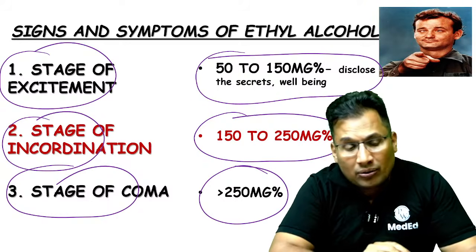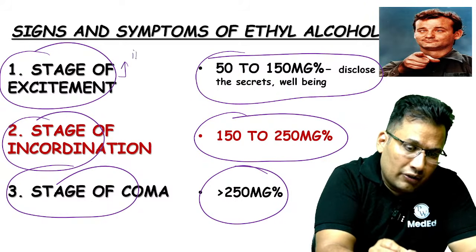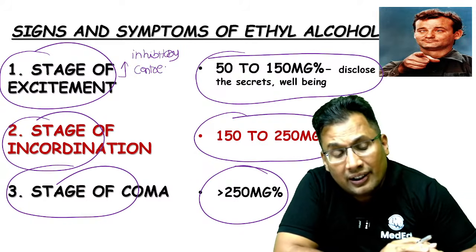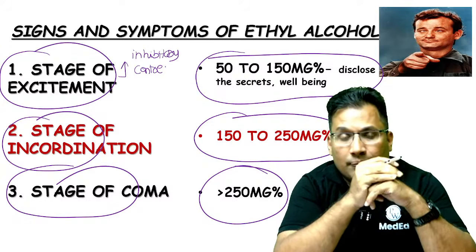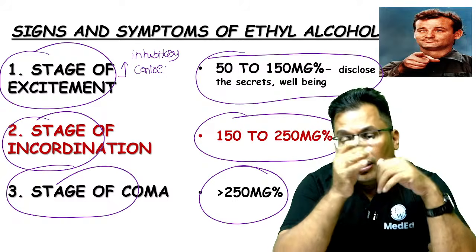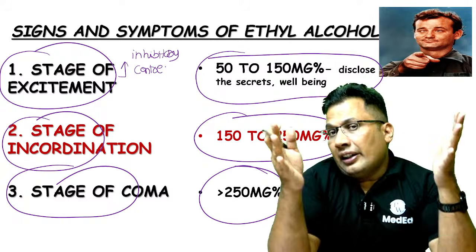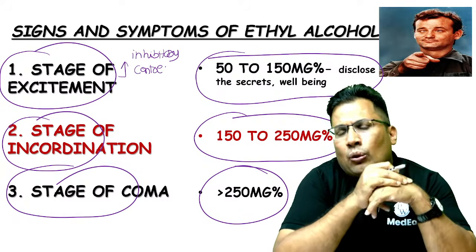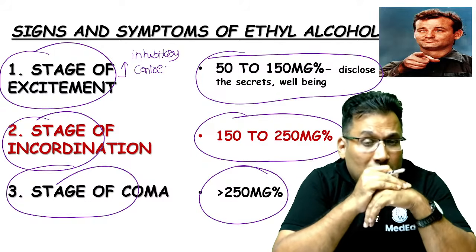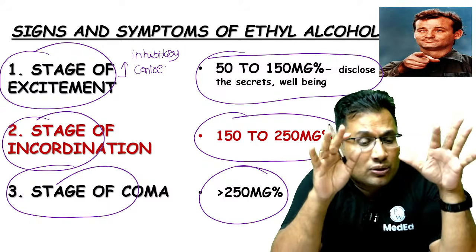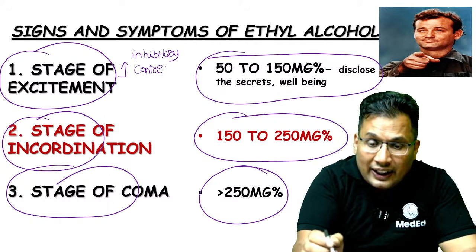Stage of excitement, what happens in the stage of excitement? Inhibition of inhibitory centers. Inhibitory centers are in the brain. They are inhibited in the stage of excitement, so there will be apparent stimulation. The person looks very confident in driving, very confident in talking, very confident in arguing. You must have seen many people after taking 1 or 2 pegs, they act confident. So it's because of the stage of excitement, because of inhibition of inhibitory centers.